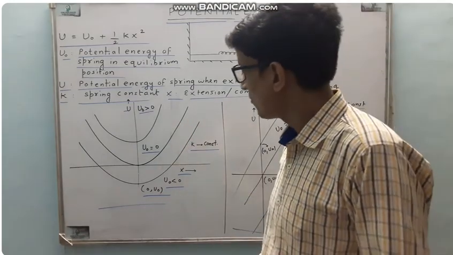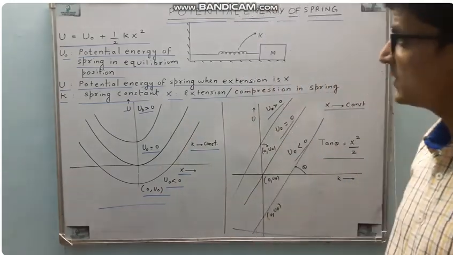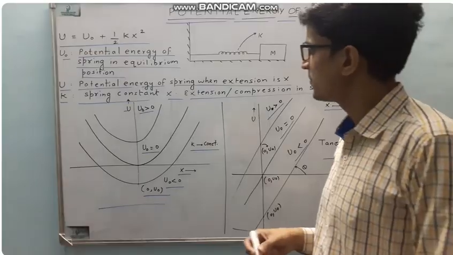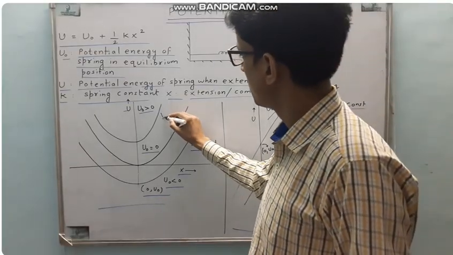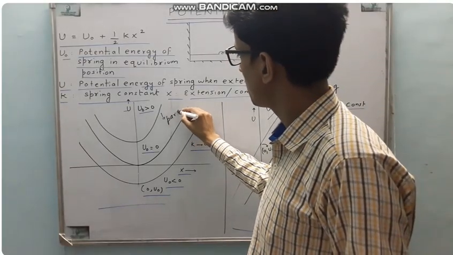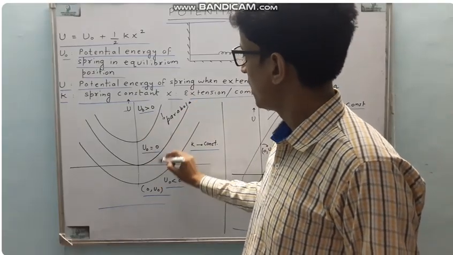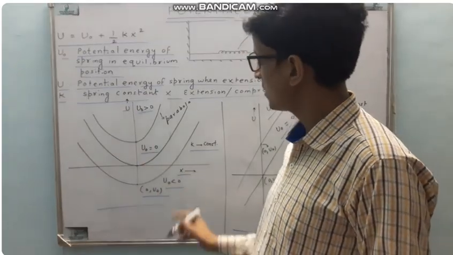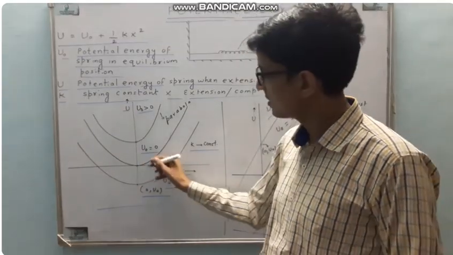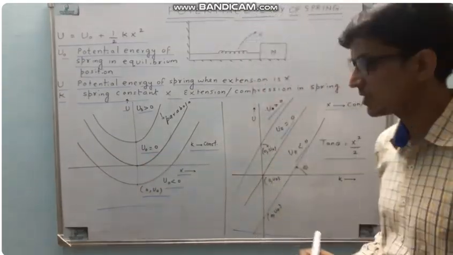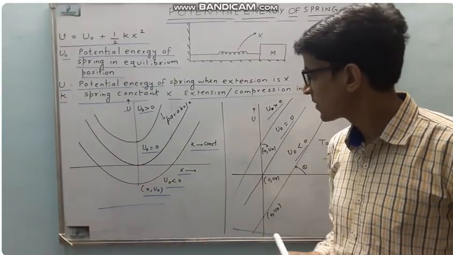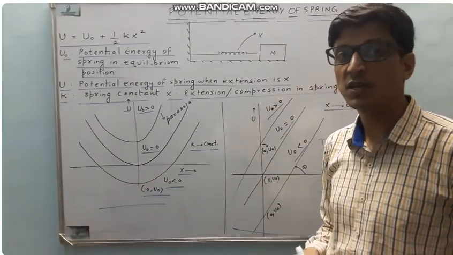The graph between U and x at constant k will be a parabola, as you can see from here. Three cases are possible. If U0 is positive, the vertex will be here. If U0 is 0, it will cross the origin. If U0 is negative, it will cut the U-axis at this point. In this way you can draw the graph.